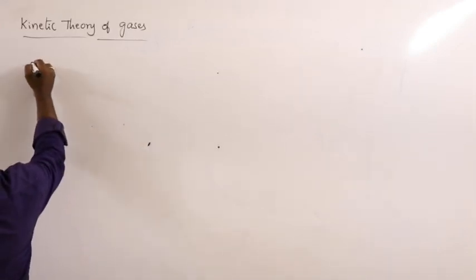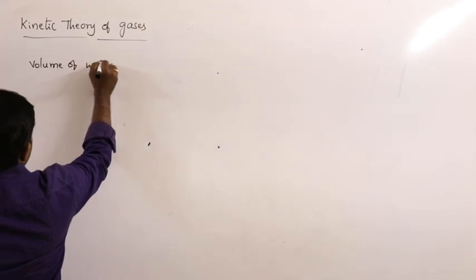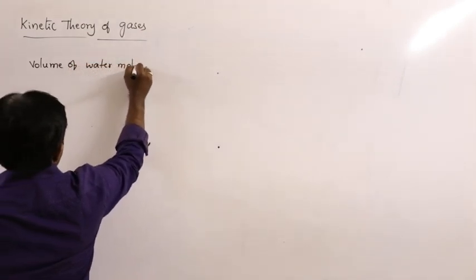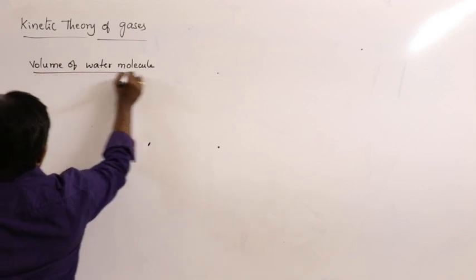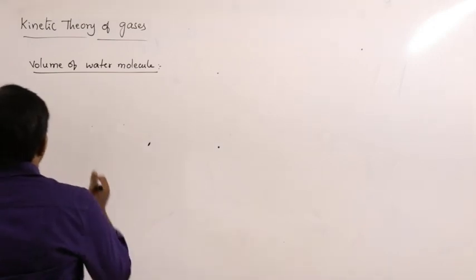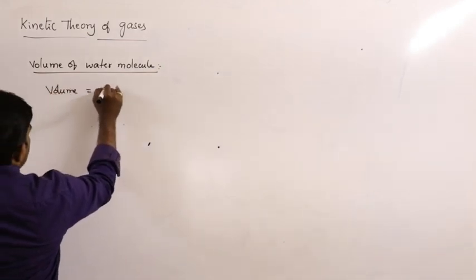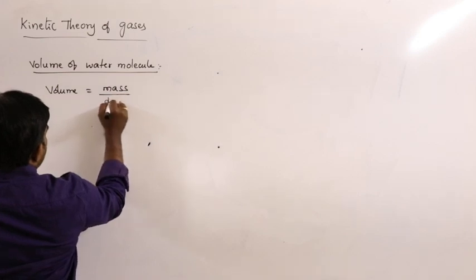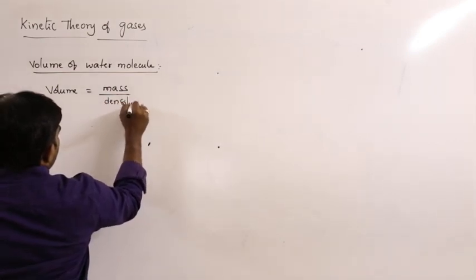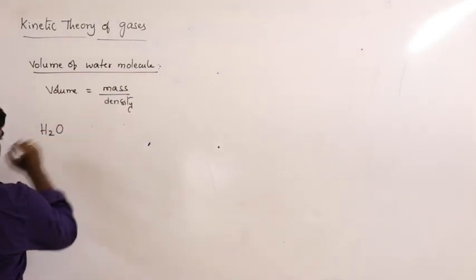Next, how can you calculate the volume of the water molecule? Volume of the water molecule means, so we know first, mass, volume is equals to what we can write? Mass by density. First of all, water molecule configuration is H2O.